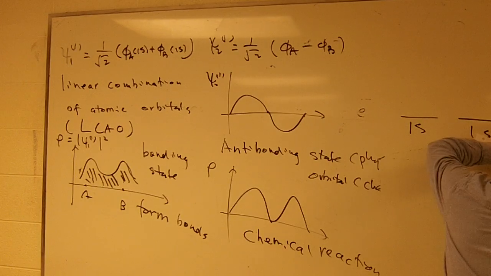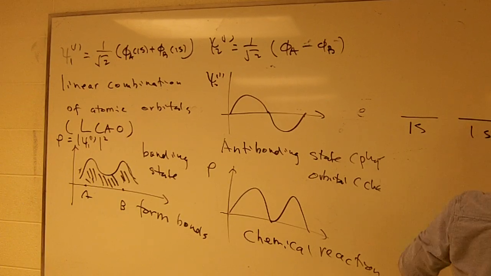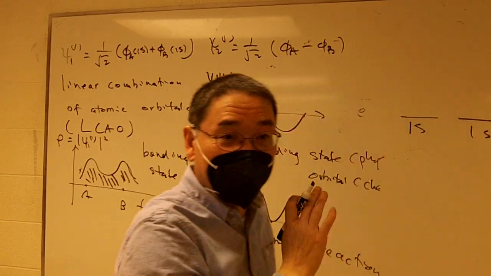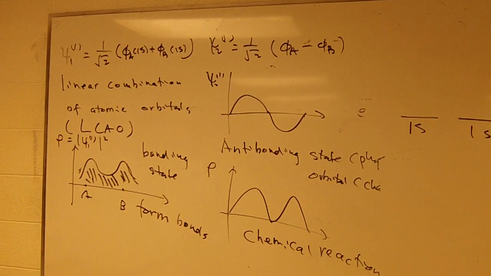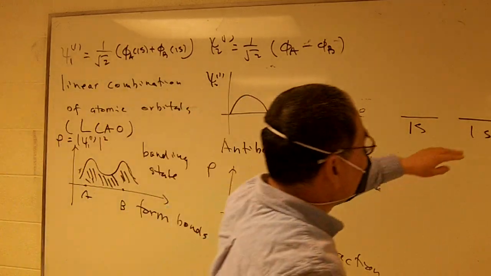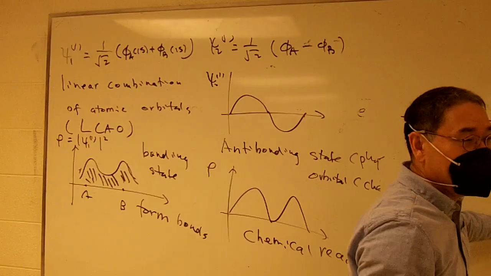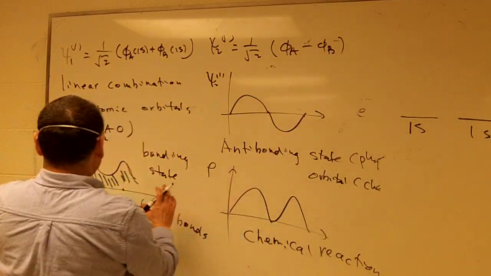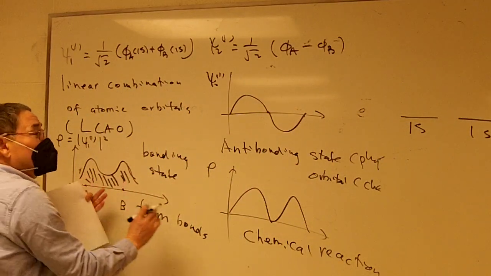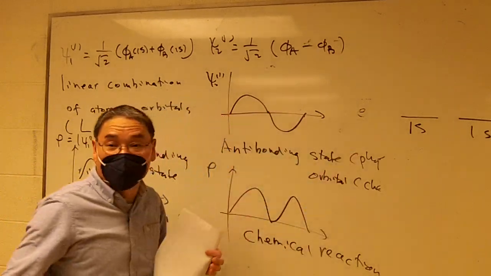And this orbital down here, this energy, is called a bonding state. And this is the antibonding state. So one is a bonding state, one is an antibonding state. In the antibonding state the energy will be higher, and in the bonding state it will be lower. Especially, in the bonding state the atoms will be close to each other. In the antibonding state they will be away from each other.